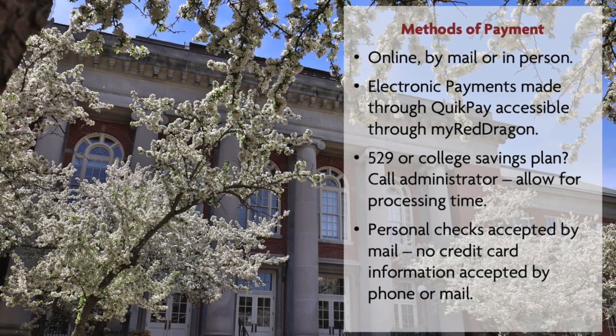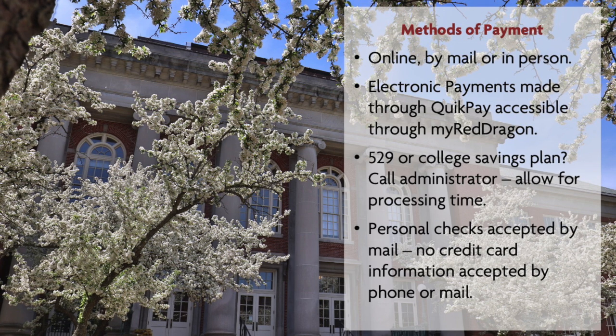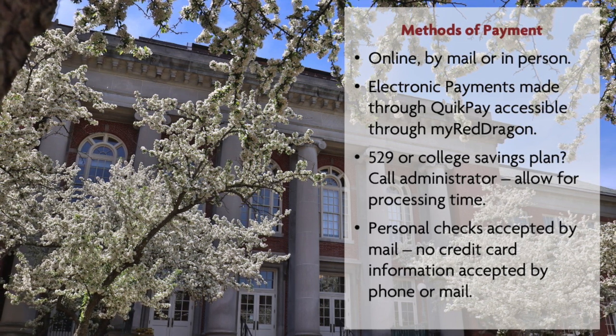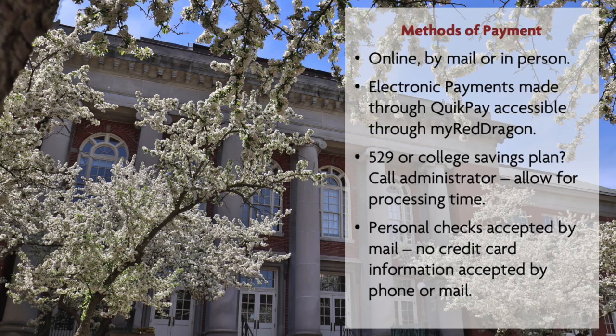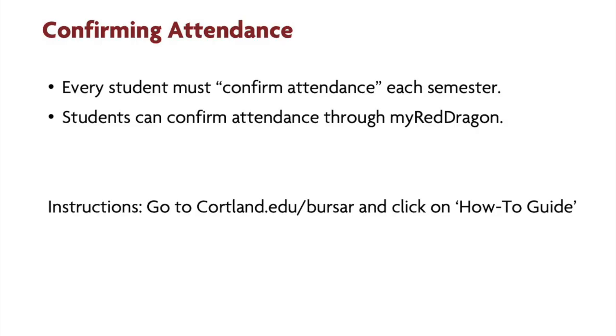If you wish to pay by mail, you can send a personal check through the Student Accounts Office. Please note, credit card information is not accepted by phone or by mail. In addition to paying the semester bill on time, students are also required to confirm attendance each semester. Failure to confirm attendance by the billing due date may result in the student being removed from their classes. Students confirm attendance each semester through the Student Accounts section of My Red Dragon. For detailed instructions on how to confirm attendance and to make payments, please visit the how-to guides on our website.